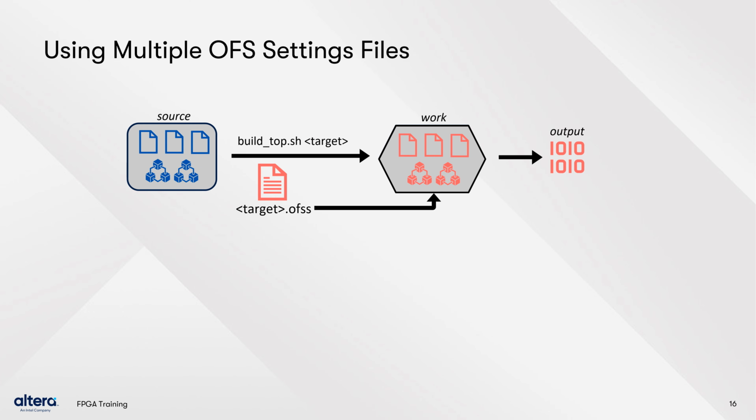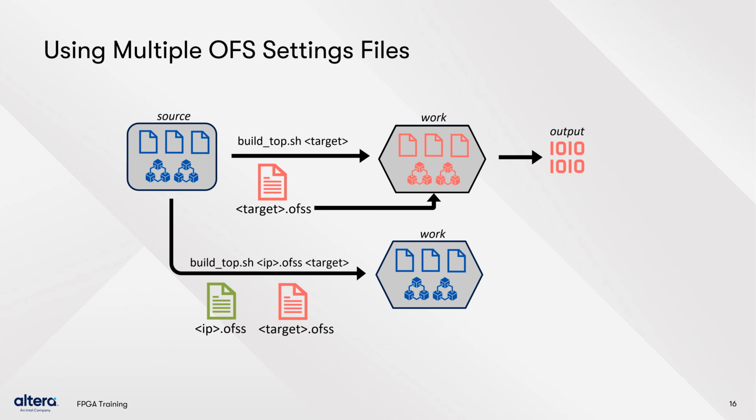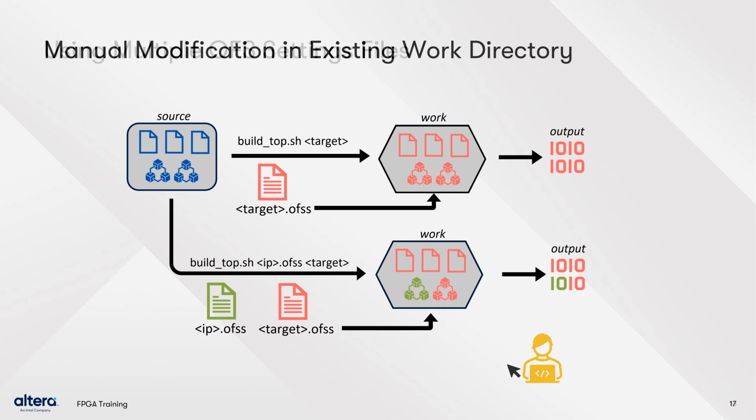You can specify OFSS files for specific IP to override the default IP configuration. In this scenario, a work directory is created and is then configured according to the settings file you specify, while the remaining IP is configured according to the default top-level OFSS file. This is then compiled. You may also manually modify an existing work directory. After making modifications, you can run the build script with the keep option to recompile the work directory in place.